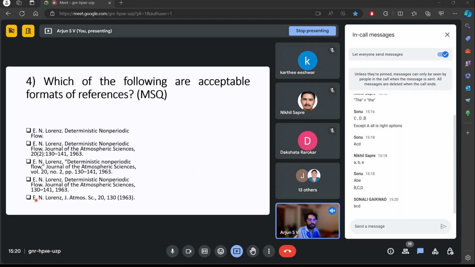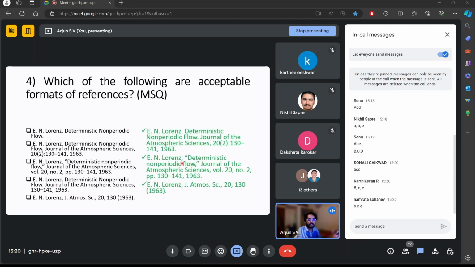And in the final option, name, shortened form of the journal name. The article title need not be necessary, and volume number, issue number, and year are acceptable. So your B, C, and E options will be correct. Sonali, Karthikeyan, Sonu, Nikhil, Namrata, everyone are correct. So B, C, and E are correct.